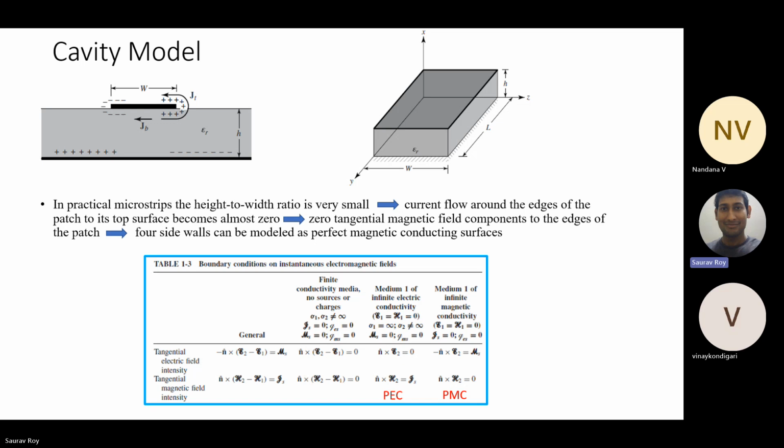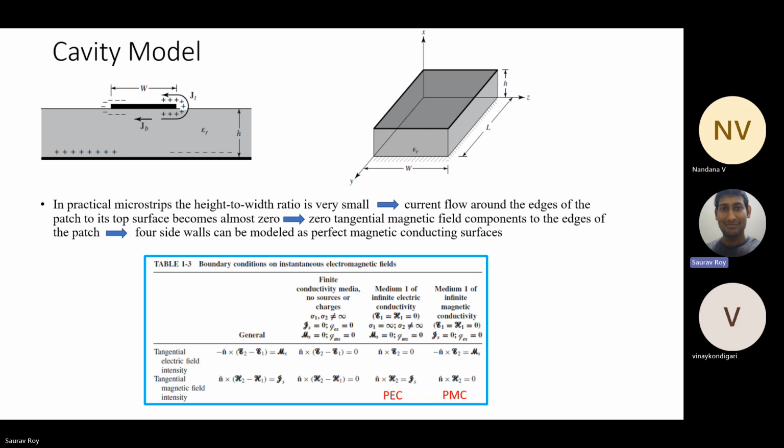Now for a perfect magnetic conductor, it should be the opposite. A perfect magnetic conductor should have the tangential component of the magnetic field equal to 0, not the electric field, and the tangential component of the electric field is non-zero. Is the difference between PEC and PMC understood? Yes, sir.